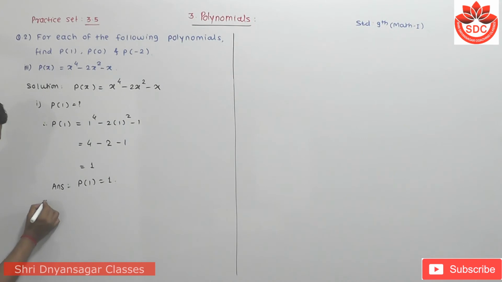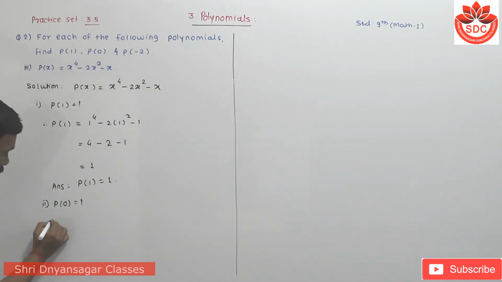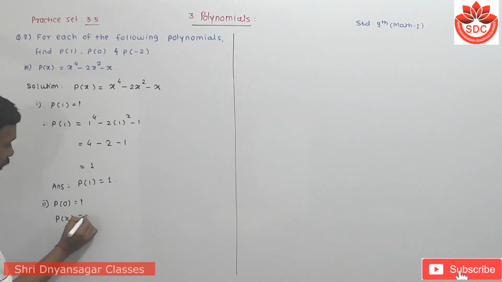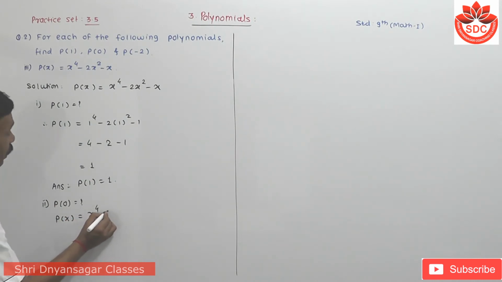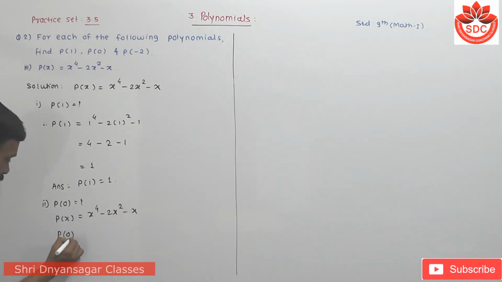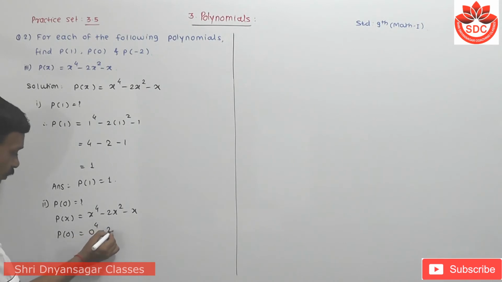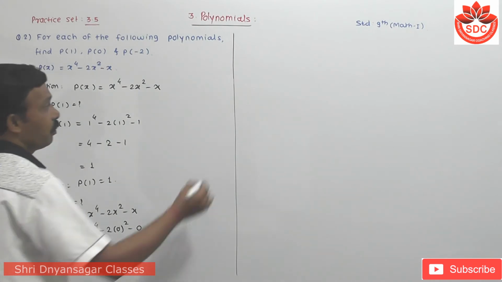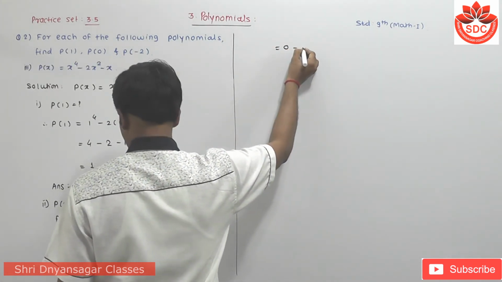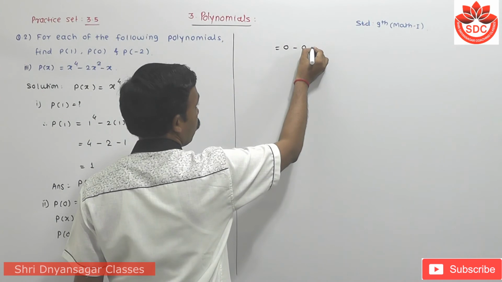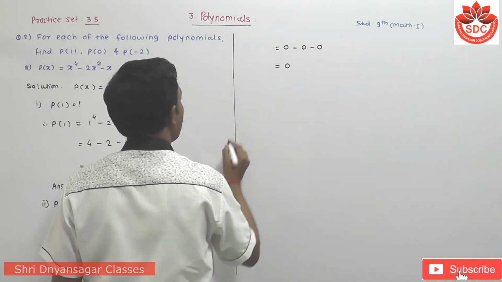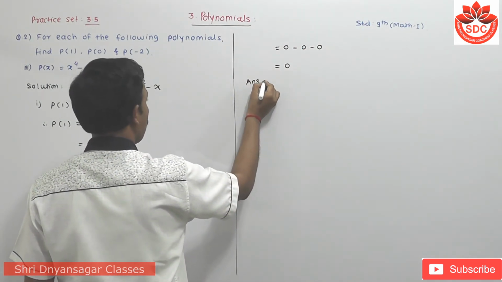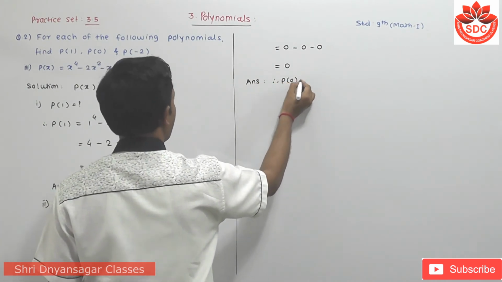Then for the second case, we have to find out p of 0 is equal to question mark. Now the polynomial is p of x is equal to x raised to 4 minus twice x square minus x. Then p of 0 is equal to 0 raised to 4 minus 2 into 0 square minus 0. Student, 0 raised to 4 means 0, minus 2 into 0 square is 0, means that 0 minus 0 is equal to how much? 0. Answer in full sentence, therefore p of 0 is equal to 0.